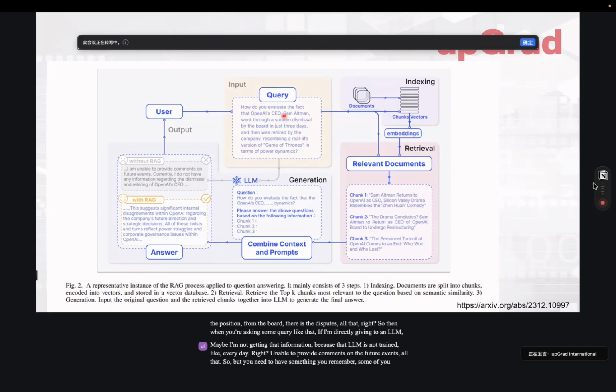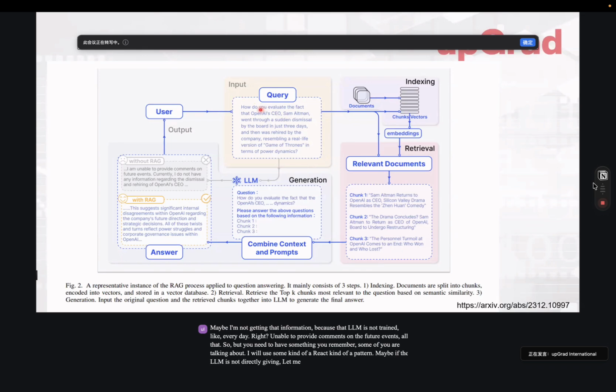Some of you are talking about using a ReAct kind of pattern. Maybe if the LLM is not directly giving the answer, let me go and externally fetch that information. That is also possible. Okay, so that you will get some answer.